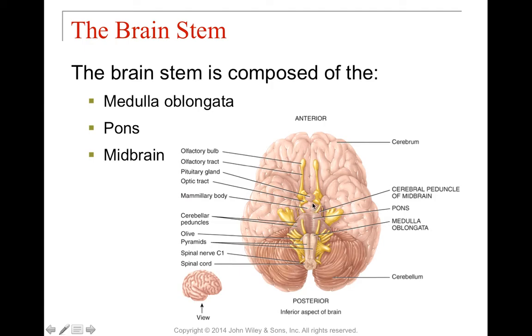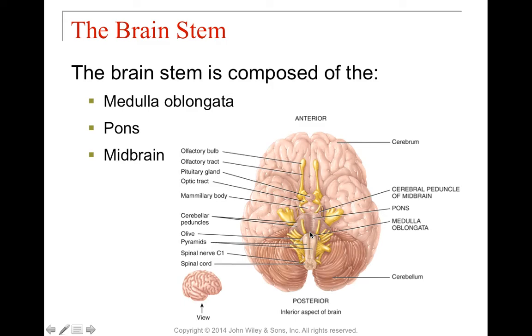So the medulla oblongata, you can sometimes just call it the medulla. It's basically going to be continuous with the upper part of the spinal column. So the upper part of the spinal column is going to feed right into this medulla oblongata. You can see this is the spinal cord here, spinal nerve C1, so we're right at the spinal column. That's feeding right into the medulla oblongata.